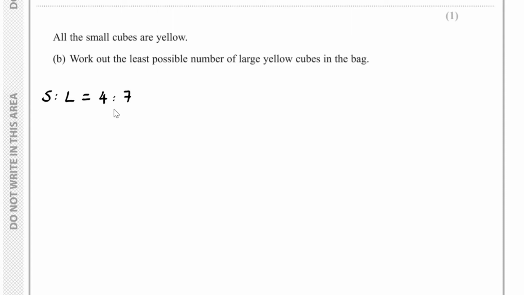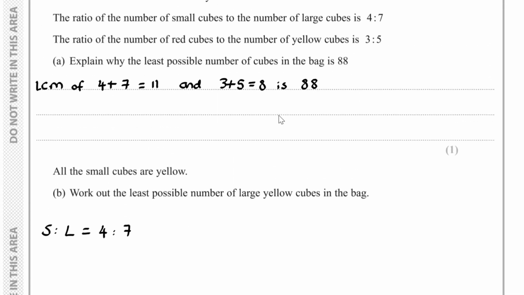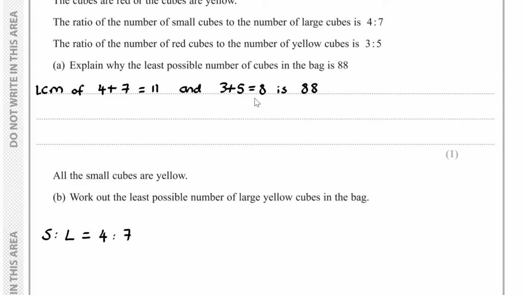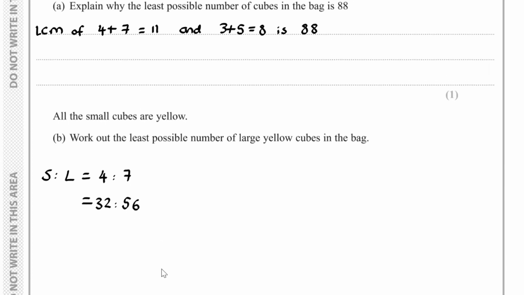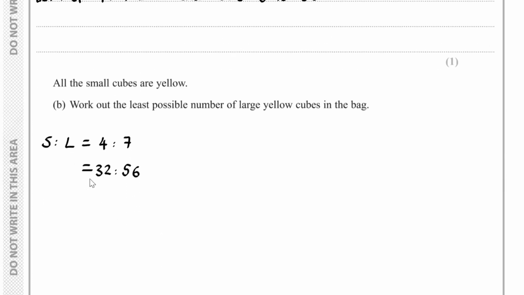Now if we know that the lowest common multiple is 88, then over here, the number of small we have, 88 divided by 11, that's 8. So 8 times by 4, that's 32. And therefore, 8 times by 7, that's 56. So the ratio of small to large, that's 32 to 56 at least.